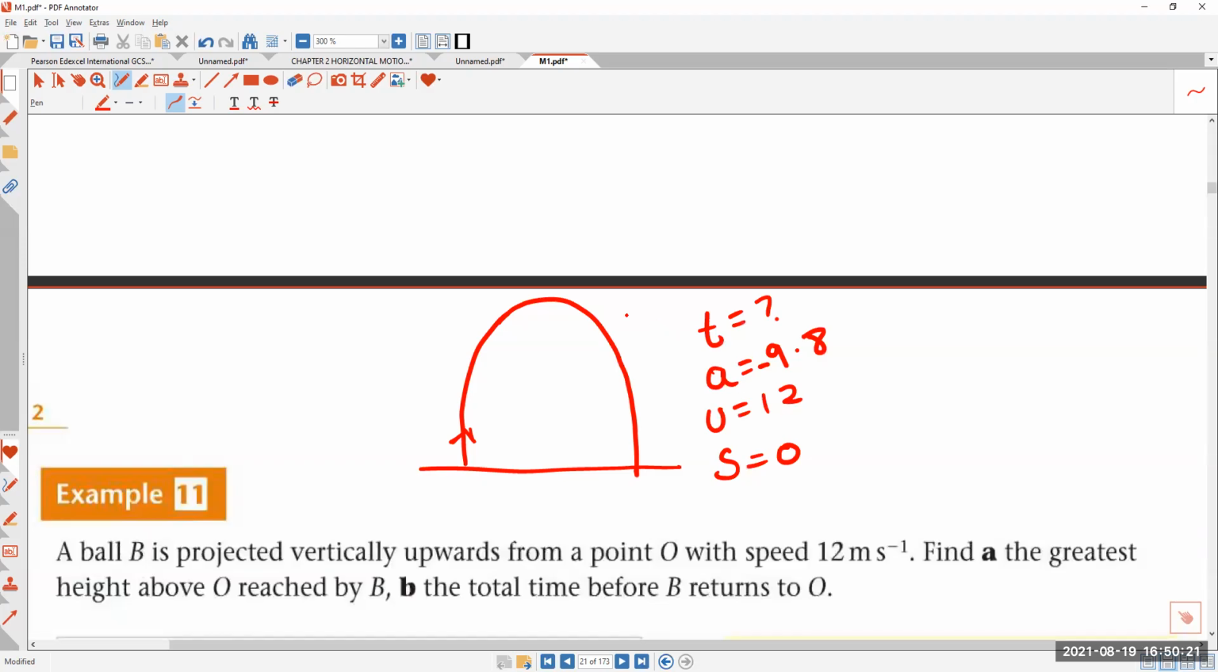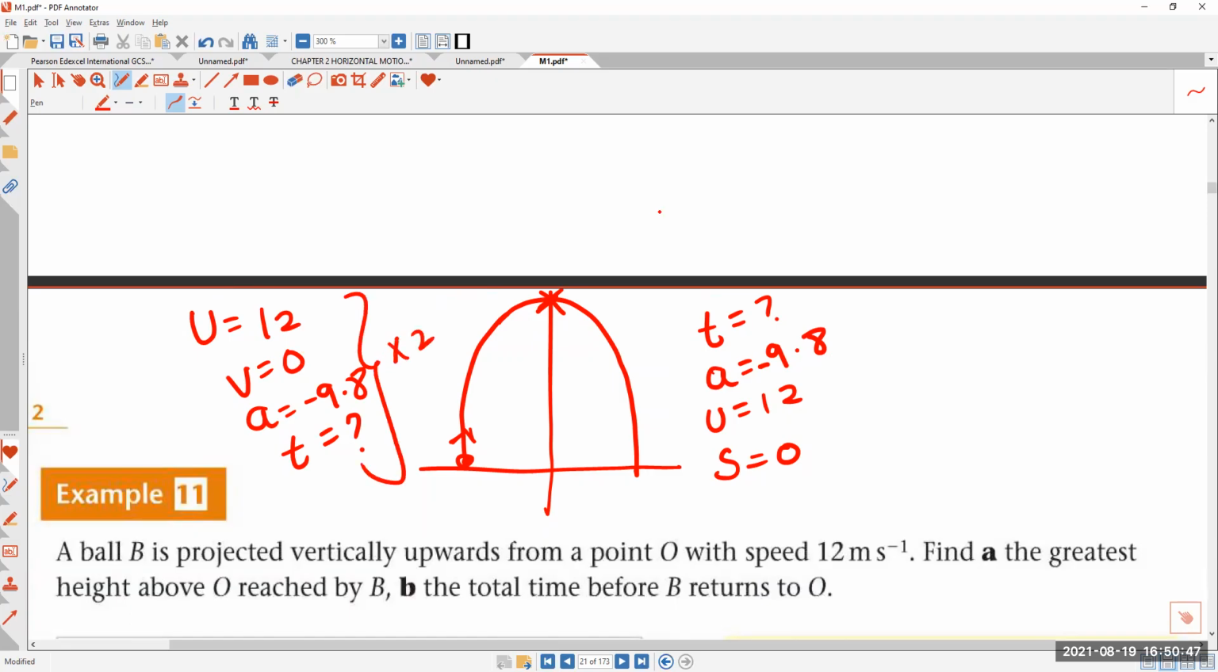This is one way, or there is another way. Look, for half the journey, initial velocity is 12, final velocity is 0, acceleration is minus 9.8, and time is the question mark. You can use v equals u plus at, or you can use s equals ut plus half at squared as well. But here, whatever time you get, you have to multiply it by 2, because you are finding only half the journey. When you use s equals ut plus half at squared, you are finding it for the whole journey. So I want you to do this using any one of these formulas.